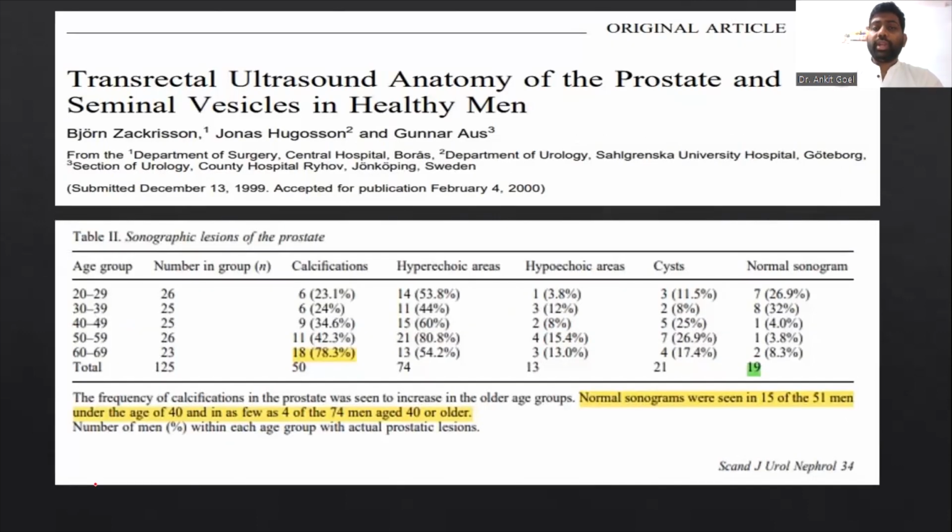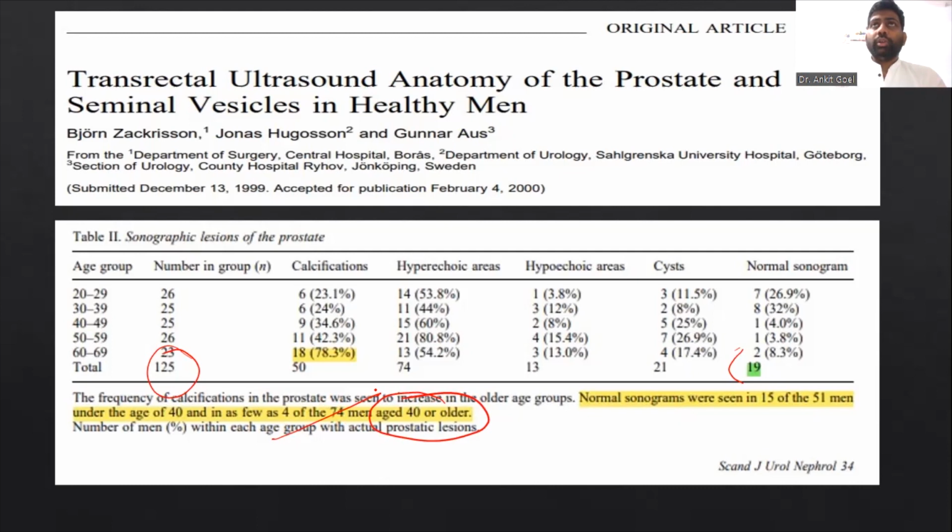Now, how commonly is the normal anatomy seen? If you look at this article, the normal anatomy is not that commonly seen. Out of 125 normal people who underwent the transrectal ultrasound, it was found that only 19 of them had a normal anatomy. So the normal anatomy is not that normally seen, especially in older men. In men more than 40 years, only 4 out of 74 actually had a normal prostate anatomy. Some had cysts, some had hypoechoic areas, some had hyperechoic areas, some had calcification. So these are very common abnormalities which might be seen in transrectal ultrasound. So normal anatomy is not that normal. We have to understand this.